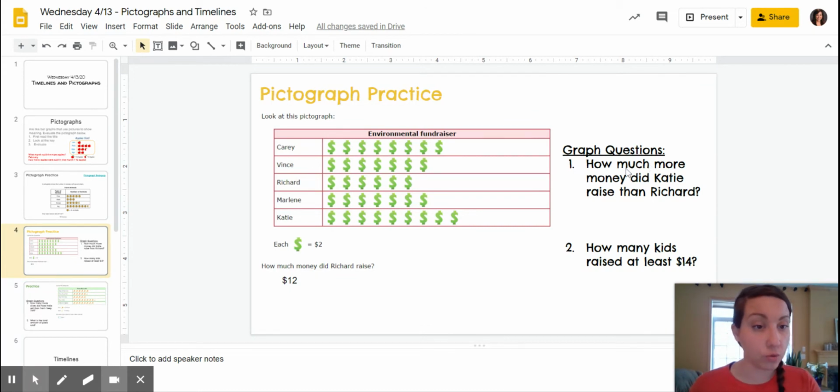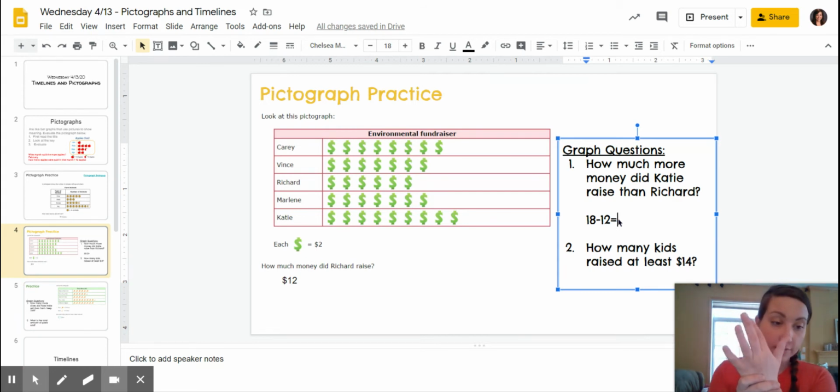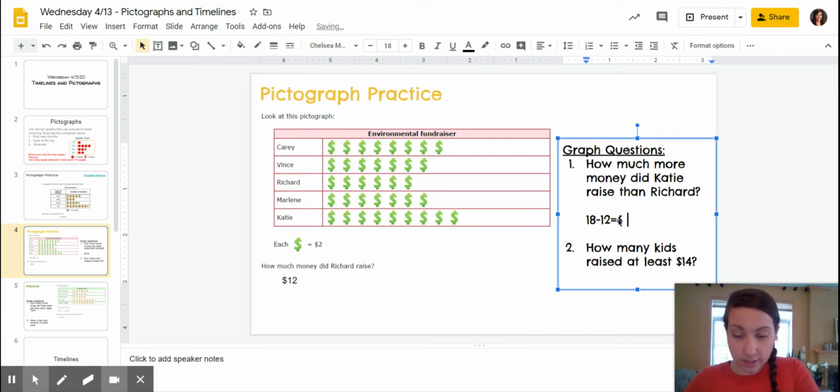How much more, ooh, tricky. How much more money did Katie raise than Richard? You're going to find the difference between Richard and Katie. Well, we said Richard raised 12, so I'm going to keep that in my mind. How much did Katie raise? 2, 4, 6, 8, 10, 12, 14, 16, 18. What does 18 take away 12? I can count up from 12 to get to 18. 12, 13, 14, 15, 16, 17, 18. 6. $6. I'm going to make sure to put that dollar sign first.